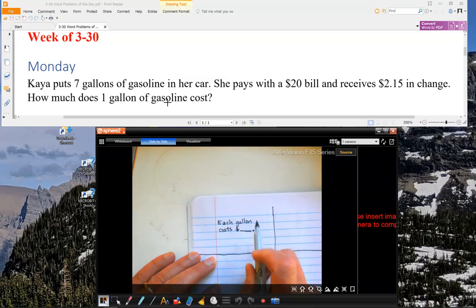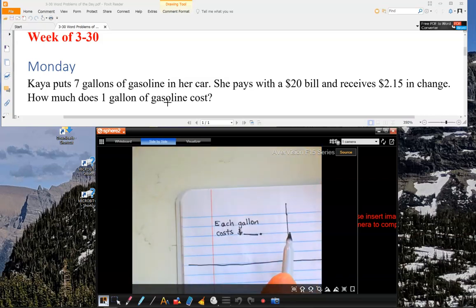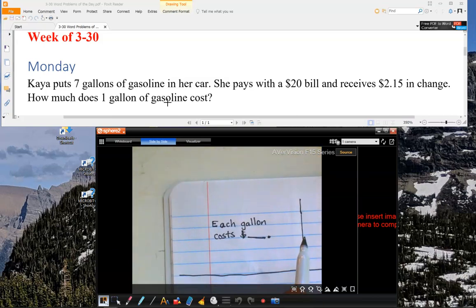The big words here are to make sure you have gallon. I think costs would be good too. You could say also 1 gallon cost. That's fine too. Make sure you have a dollar sign. That's going to be really important because we want to make sure that we have a unit of measurement for this. So each gallon costs is going to be our answer sentence.